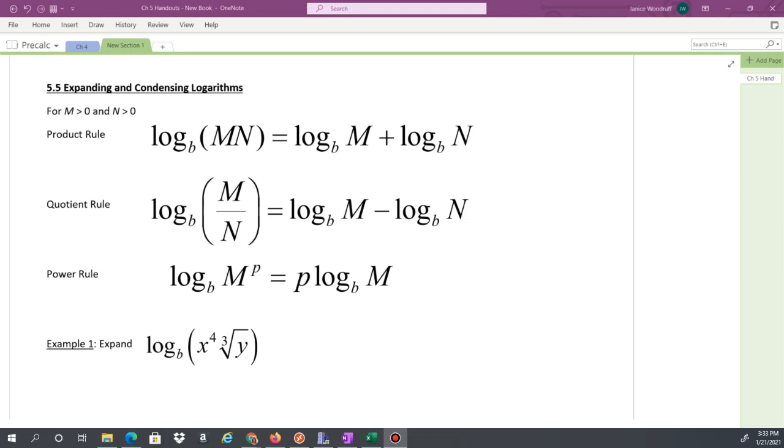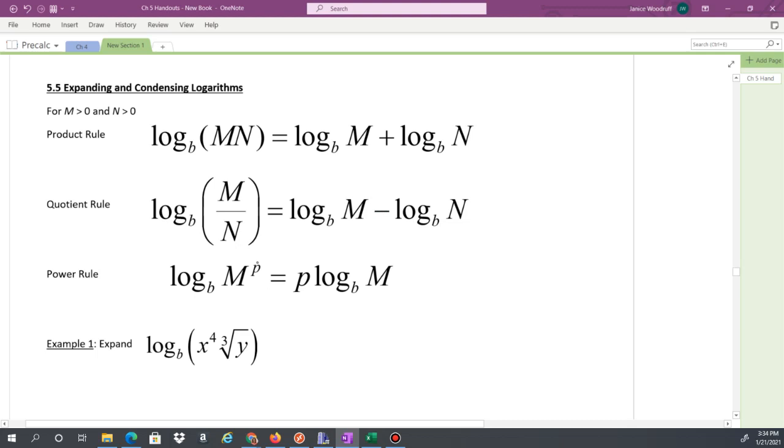First is the product rule. Product rule is when we see multiplication in a logarithm, m times n. You're going to separate that into two logs with the same base, separated by a plus sign. So the multiplication separates into addition. Quotient rule: division will separate into subtraction.